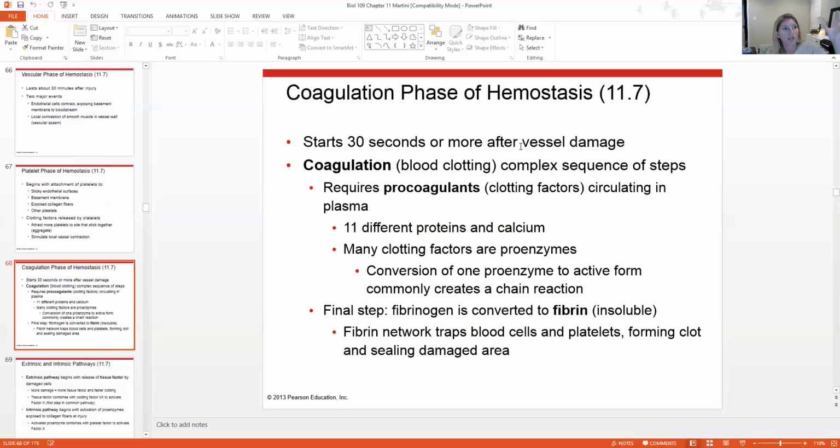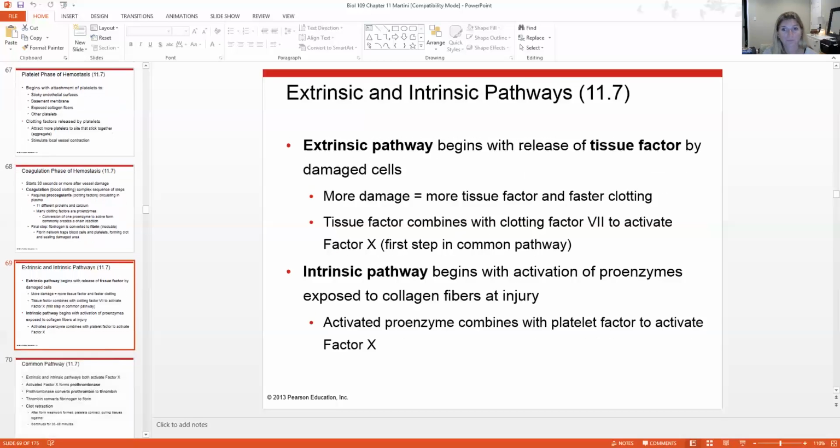It's made in the liver, and as those platelets are forming there and they're kind of forming this little clot, fibrinogen is eventually converted into fibrin, and that's kind of the final seal of the clot. And that fibrin network is basically trapping the blood cells and the platelets in, and that damaged area is now sealed.